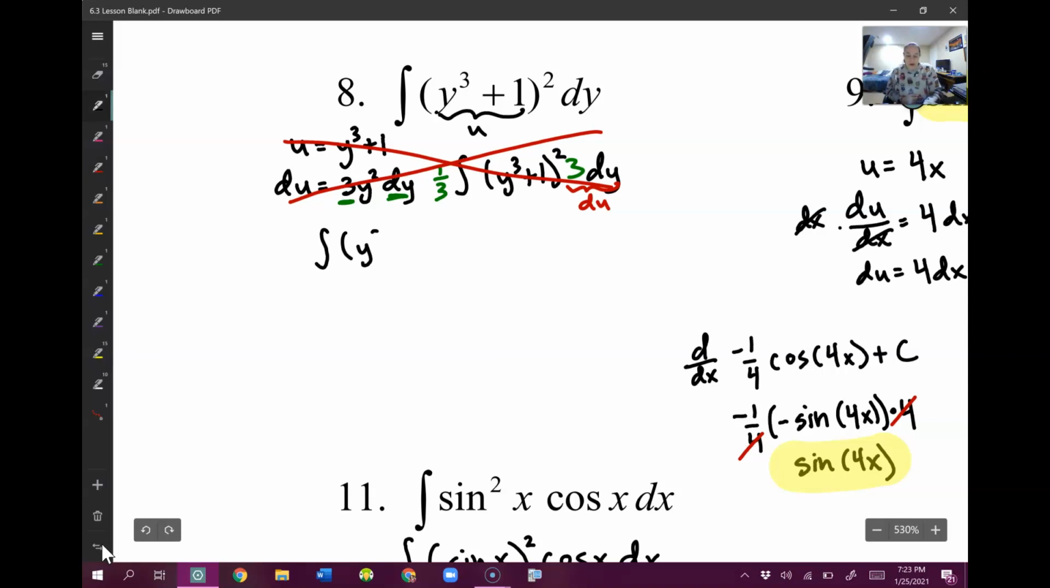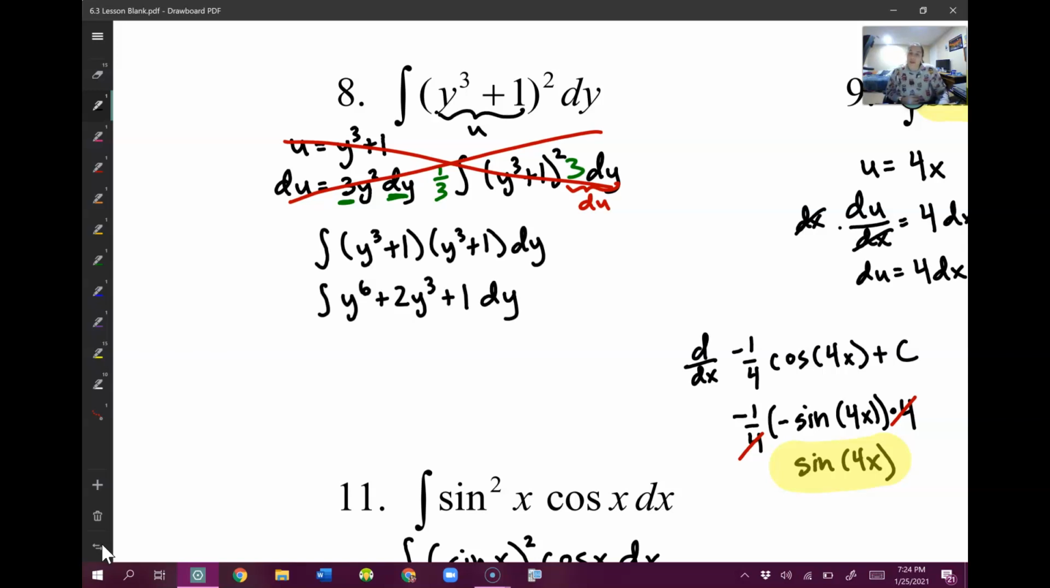However, if I go back to this, it's y cubed plus 1 squared, which is just times itself. I can actually multiply this out. That's not too hard. I would get y to the 6 plus 2y cubed plus 1. And then I can just do this power rule wise. So the integral of y to the 6 is going to be y to the 7th over 7 plus 2. Integral of y cubed is going to be y to the 4th over 4. Plus the integral of 1 is going to be 1y, or just y, and then plus my constant of integration.